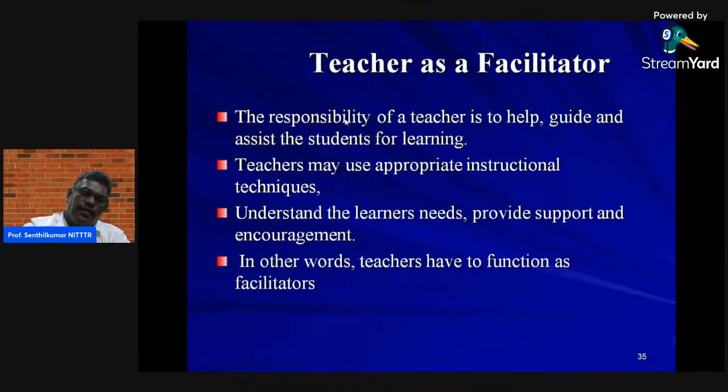Teachers may use appropriate instructional techniques, that is, a teaching approach. Understand the learner's need, and provide support and encouragement. What is the learner's need? Which type of resources are needed? Suppose it is an animation, a model, an internship or in-plant training, whatever is needed, you have to provide. In other words, teachers have to function as a facilitator.